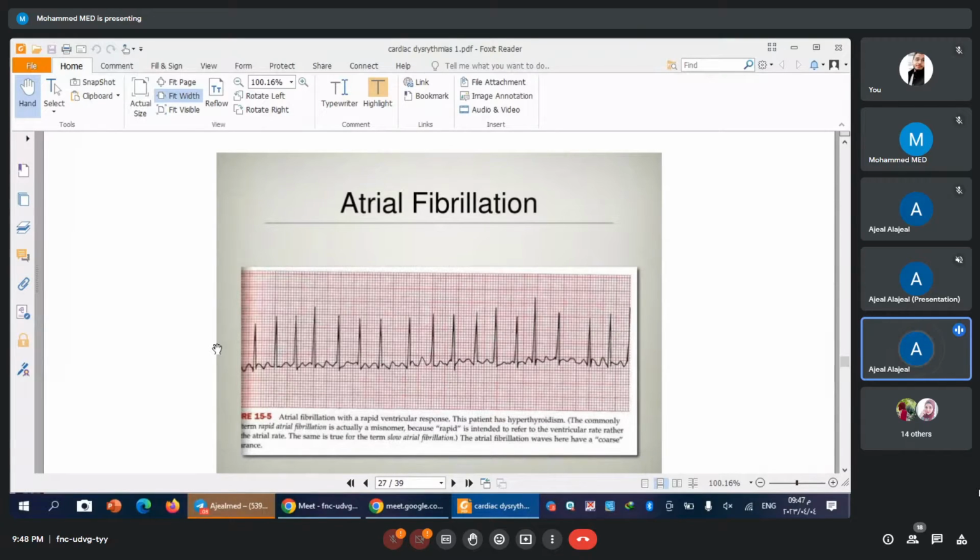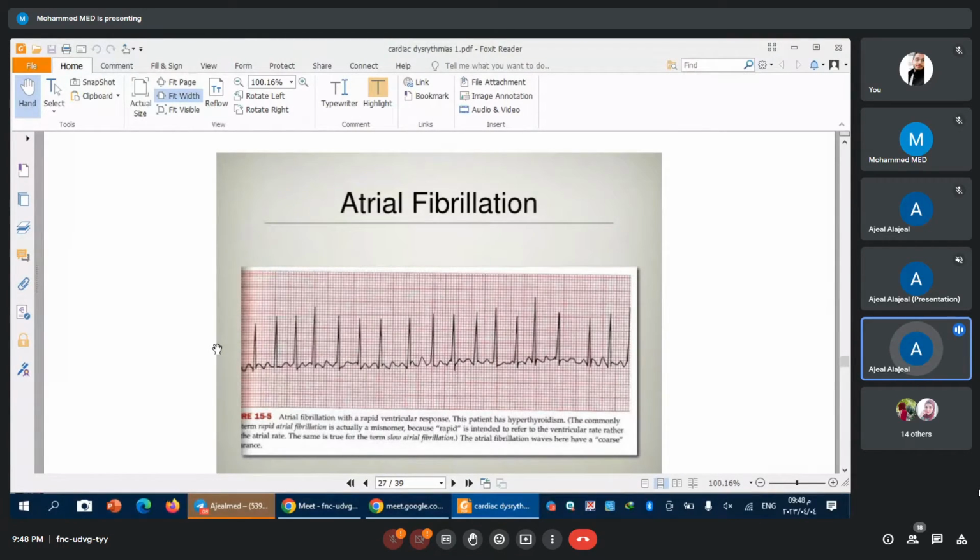Okay? In this case, if the patient's heart is decompensated, we better cardiovert, by synchronized cardioversion. Okay? And atrial fibrillation is usually a resistant dysrhythmia. So we start with 50 joule, 100, 150, 200, until the patient goes back to sinus rhythm.